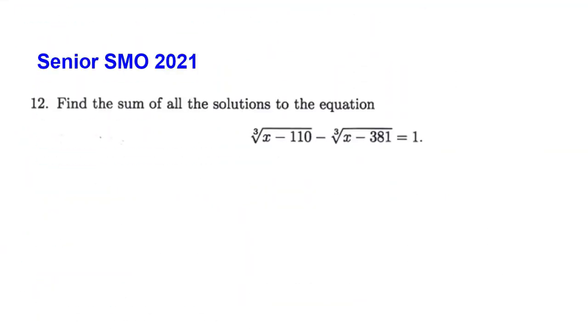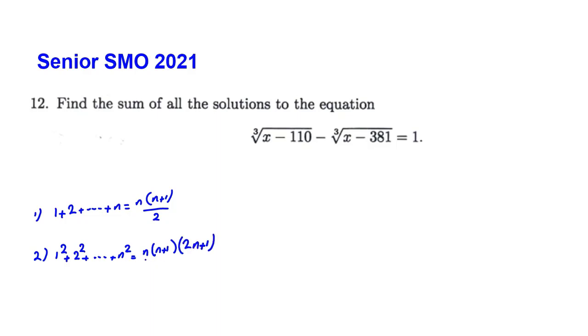Important identities. Let me write all important identities for this problem. The first one: 1 plus 2 up to n equals n times n plus 1 over 2. You should memorize these identities. Second one is 1 squared plus 2 squared up to n squared equals n times n plus 1 times 2n plus 1 over 6. Third identity is 1 cubed plus 2 cubed up to n cubed equals n times n plus 1 over 2, squared.